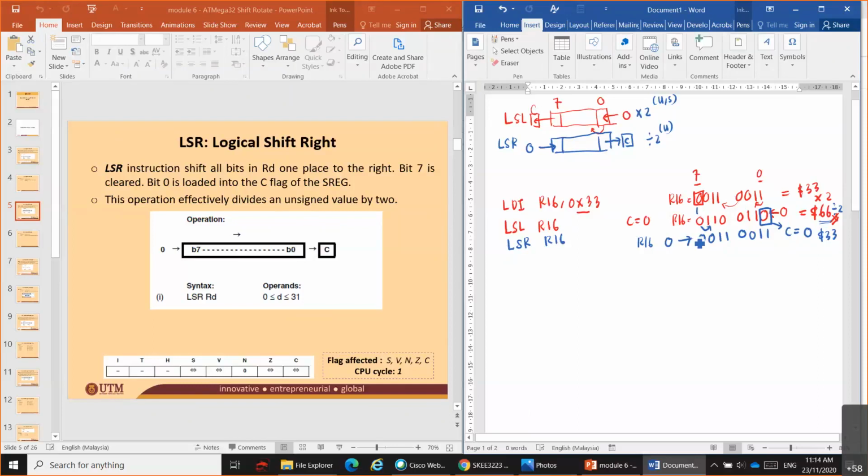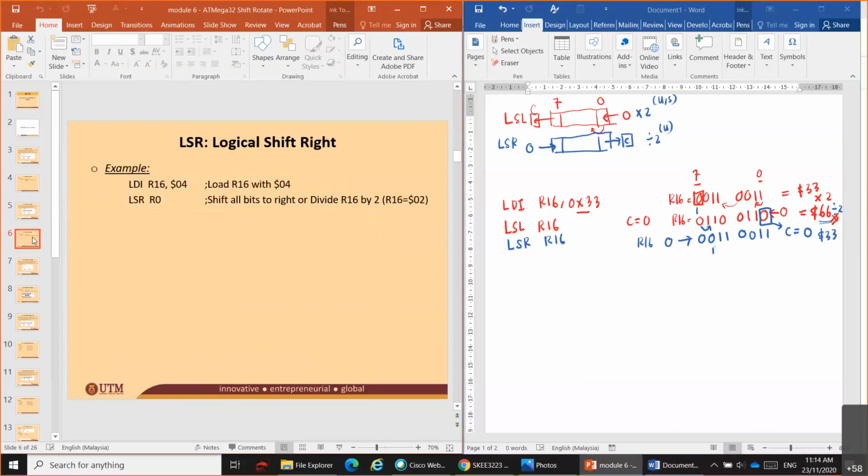When you do LSR, this will shift to the right. What about bit 7? Bit 7 now becomes 0, which means you cannot use it for signed numbers. So this is only valid for unsigned numbers if you're going to divide by 2. So that is LSR, logical shift right. These are the flags that are affected after you execute the LSR instruction. Next we'll move to the next slide.